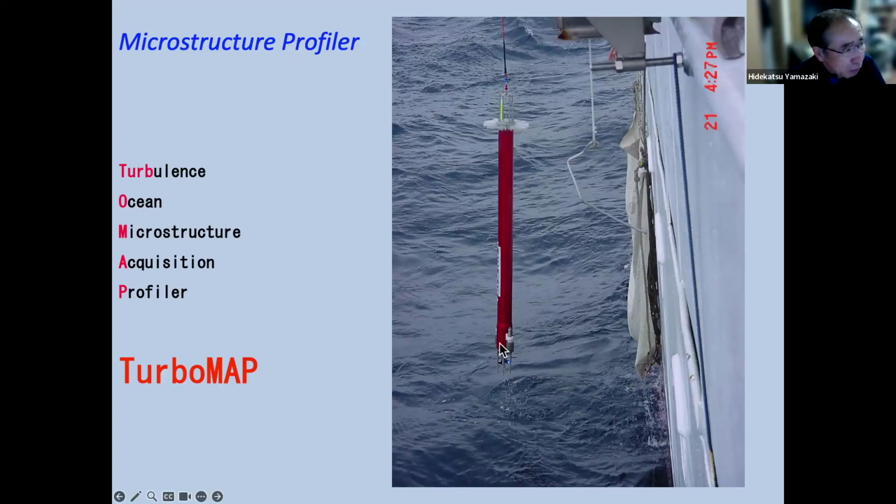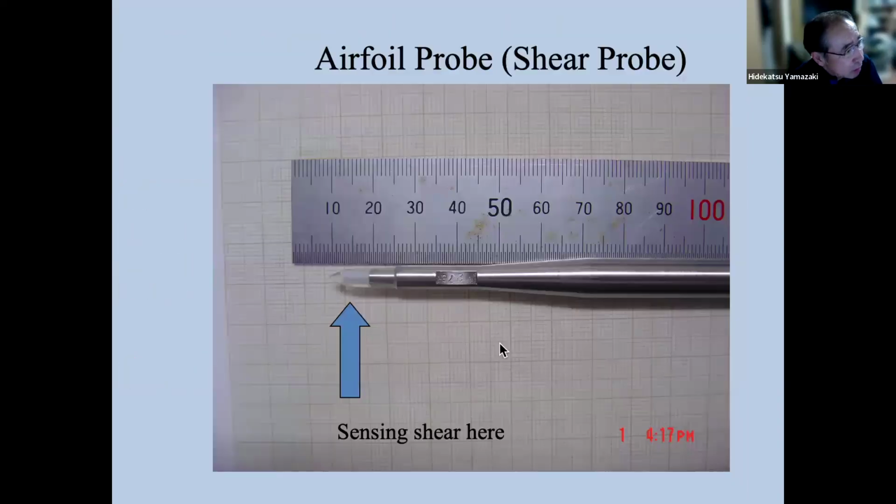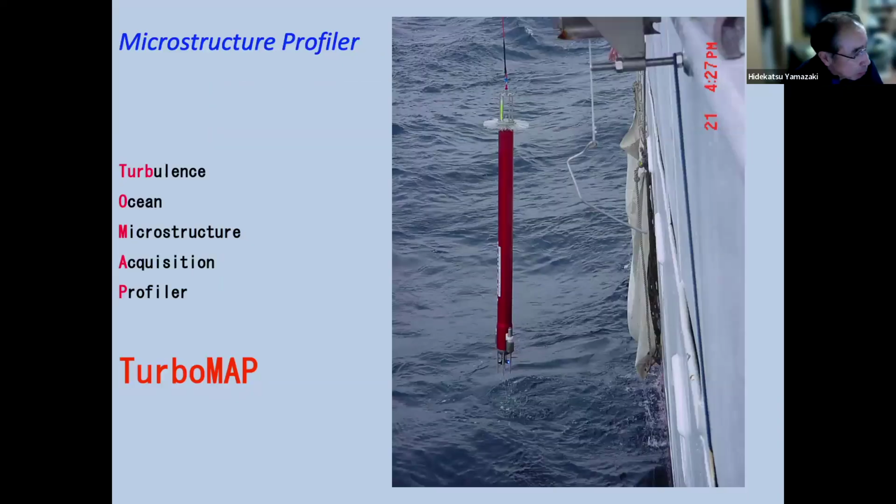This guy free falls, roughly around 50 centimeters per second. I call this TurboMAP. This is the first generation. At the tip of this profiler, I have a shear probe and this blue light. This is an LED fluorescence probe.